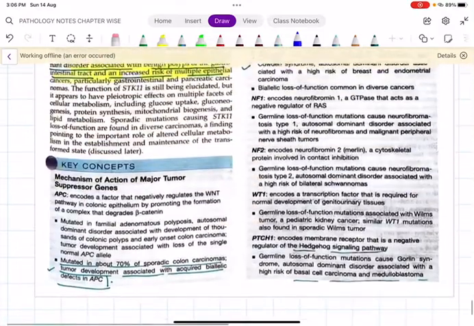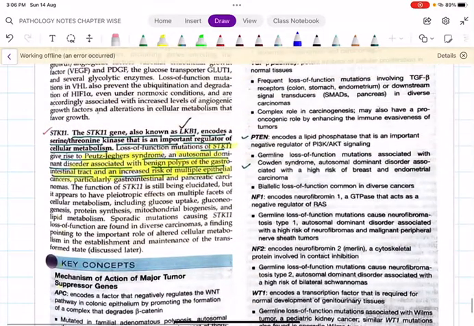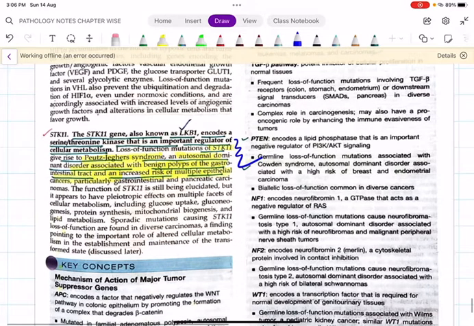Then the next one is STK11. I told you STK11 means serine threonine kinase. Whenever there is a loss of function mutation of STK11, there will be increased polyps of the GI tract, that is what we call Peutz-Jeghers syndrome. You will see it in GI pathology. Benign polyps, very, very important.